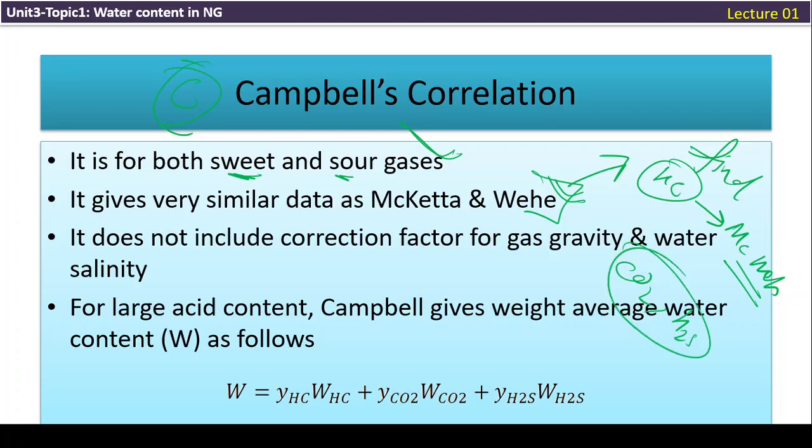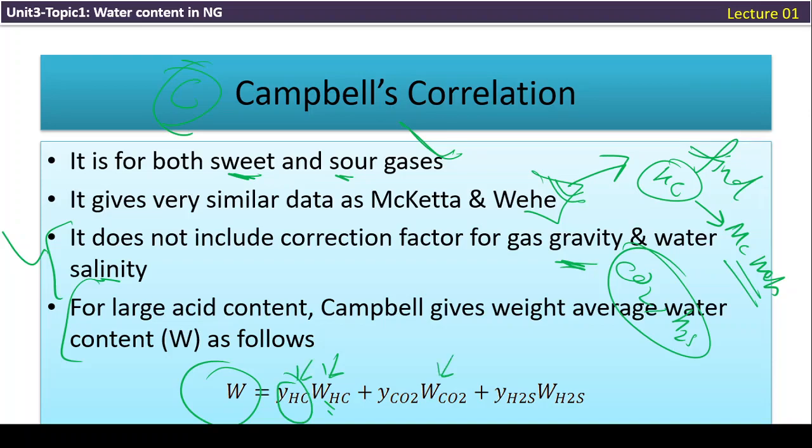It doesn't include the correction factor for gas gravity and water salinity. So that is the one advantage here. For large acid gas content, the Campbell correlation gives the weighted average water content as follows. So how to calculate this? For the weighted average water content, you have to first find out the water content of the hydrocarbon, then multiply this by the weight fraction or the mole fraction of the hydrocarbon present in that particular composition.